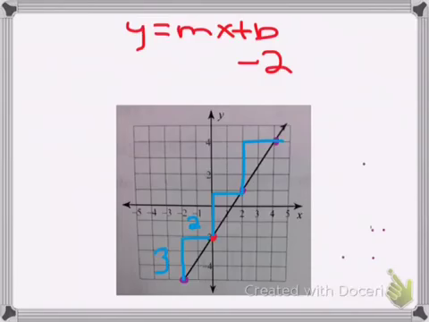So back to our equation, we're going to write 3/2 where we saw that m. And we'll just fill in our y and x. And bam, you have an equation. y equals 3/2x minus 2. Great job. Let's try another one.